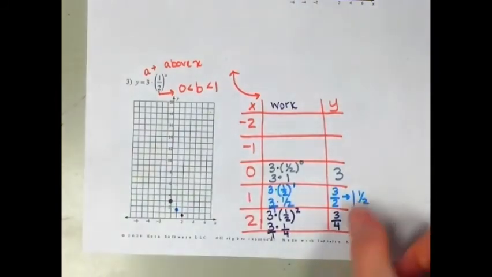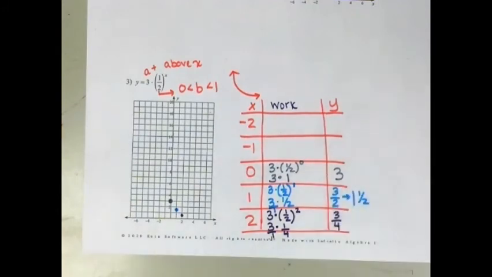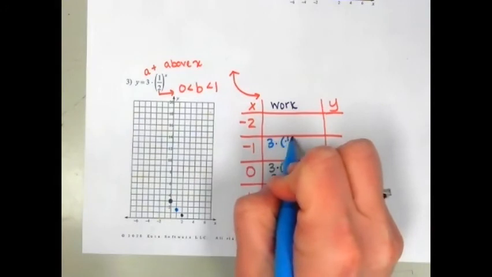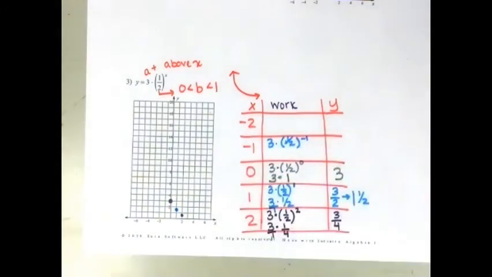Now, looking at the pattern, isn't that a little bit more challenging? So we're going to keep going here. All right, so let's do -1. 3 times 1/2 to the -1st power.